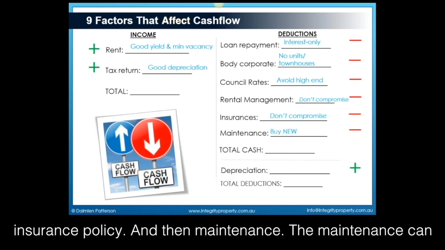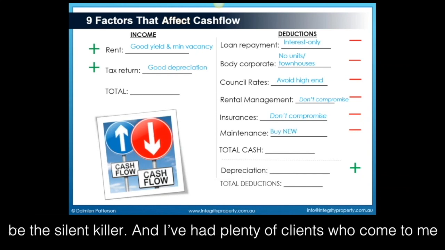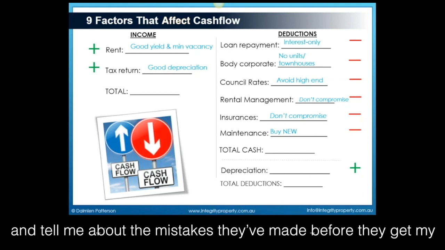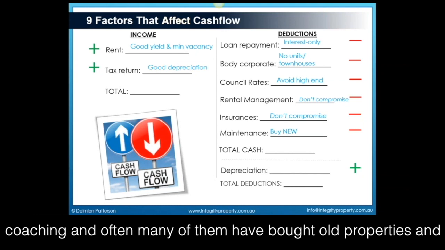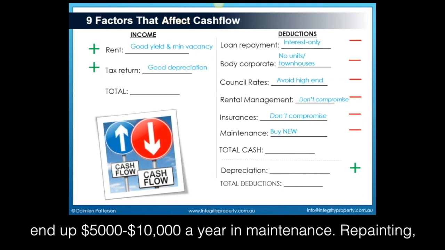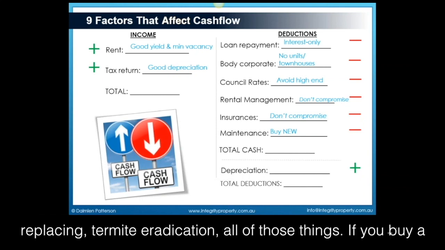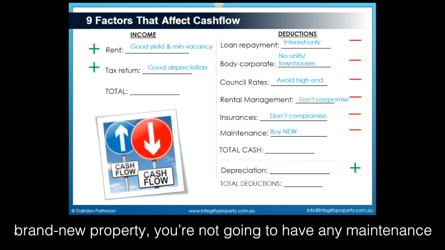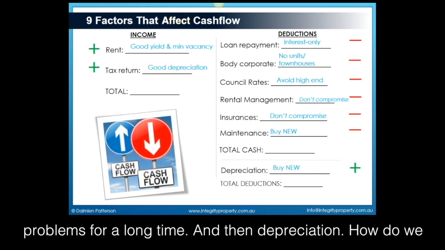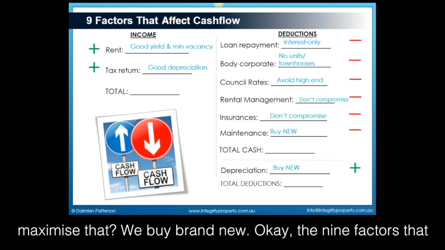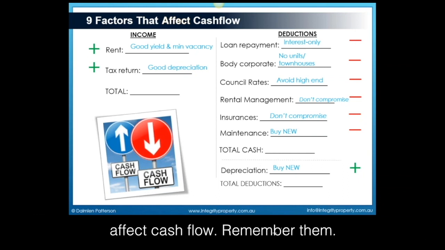And then maintenance. The maintenance can be the silent killer. I've had plenty of clients who come to me and tell me about the mistakes they've made before they get my coaching. Many of them have bought old properties and end up paying 5 to 10 grand a year in maintenance. Repainting, replacing, termite eradication, all those things. If you buy a brand new property, you're not going to have any maintenance problems for a long time. And then depreciation, how do we maximise that? We buy brand new. Okay, the 9 factors that affect cash flow, remember them.